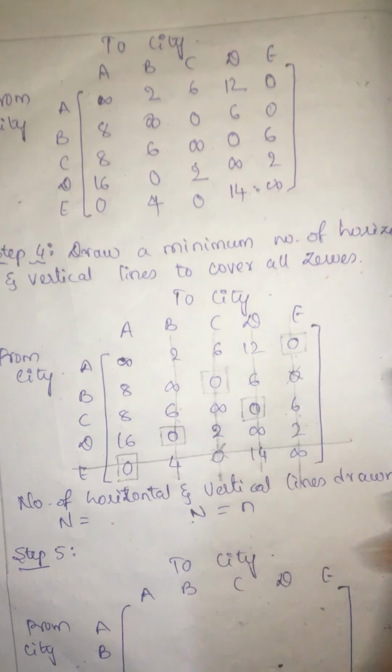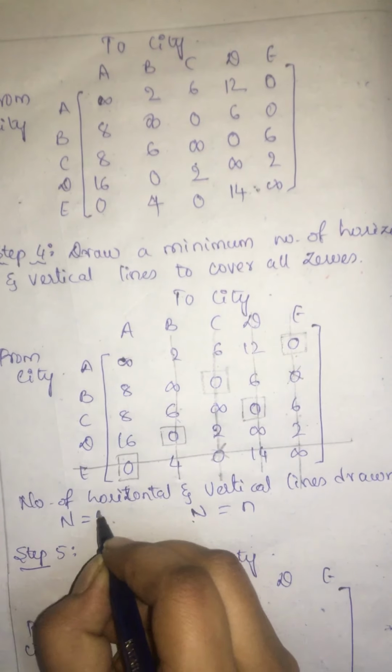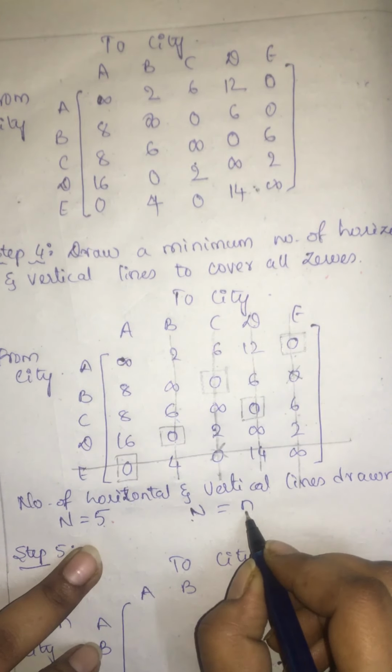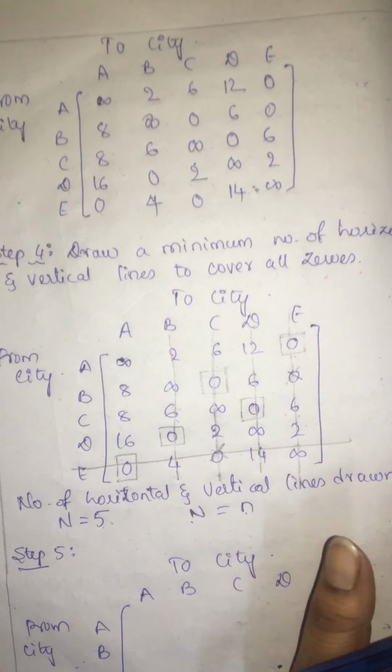So count the number of lines here. 1, 2, 3, 4, 5. So the number of lines n is equal to 5. And what is the order of the matrix? That is 5. So is n equal to n? Yes. So now we have got the optimal solution.